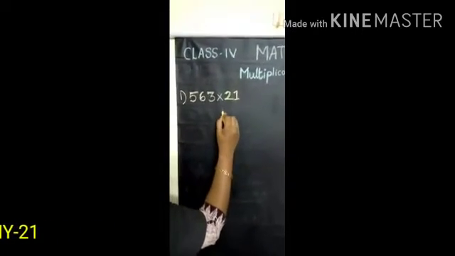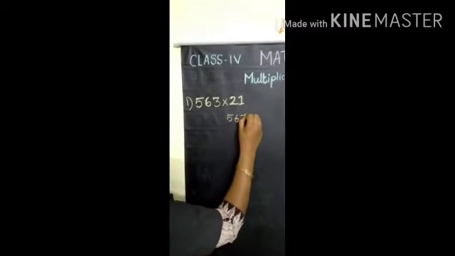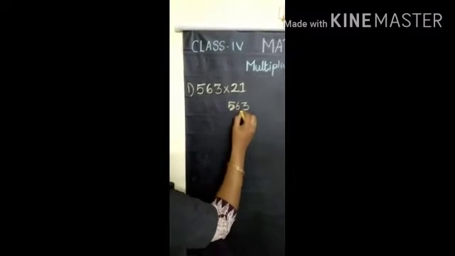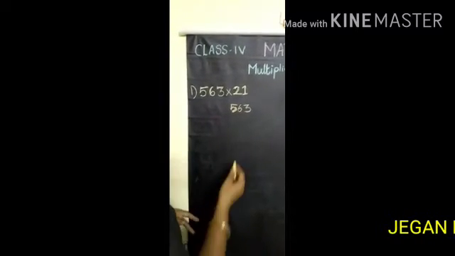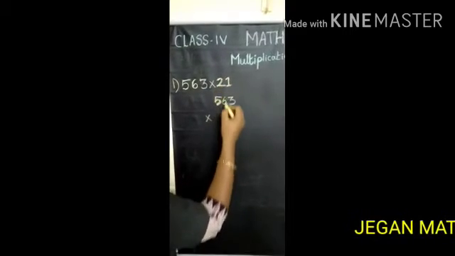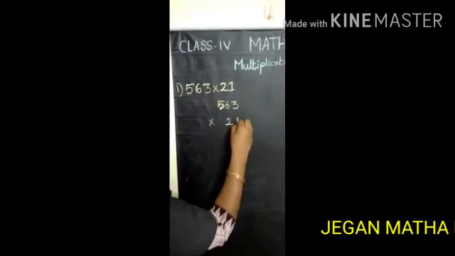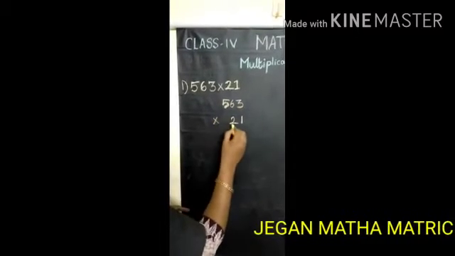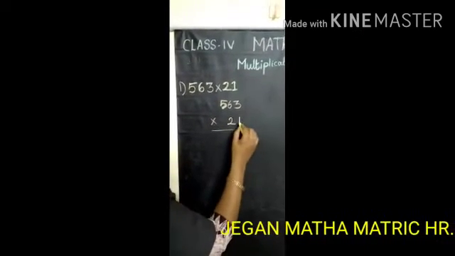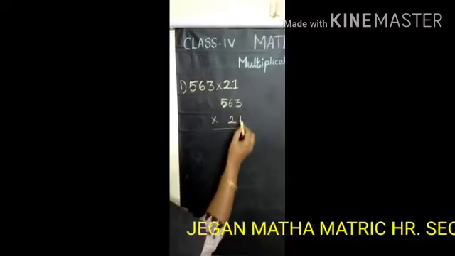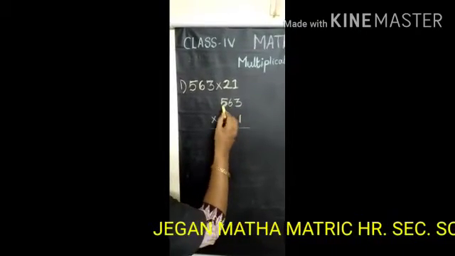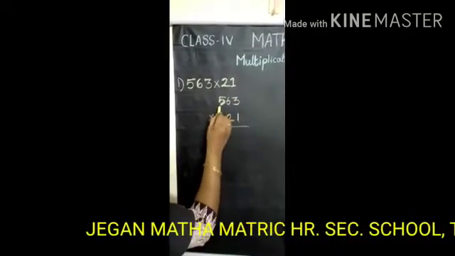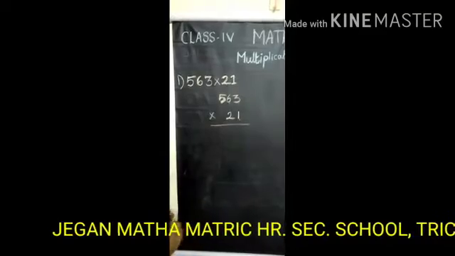First write 563. This is a column multiplication. Write 563 first, and write 21 below it. Okay children, 563 multiplied with 21 means first you multiply the number by 1, that means 563 multiplied with 1. Then 563 multiplied with 20.